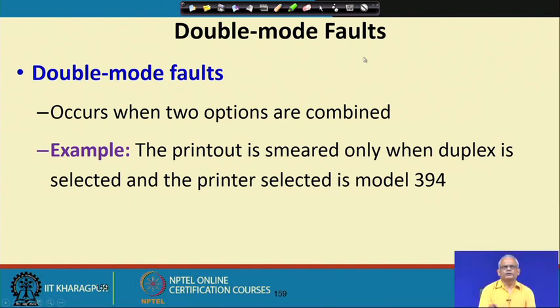A double mode fault: here only if two specific combinations of conditions are present, then the problem occurs. Just to give an example, the printout is smeared when duplex is selected and the printer selected is 394. If you just select duplex with some other model number, the problem does not occur. If you use simplex with 394, the problem does not occur, but only for this specific combination it occurs. So, this can be detected by pairwise testing.